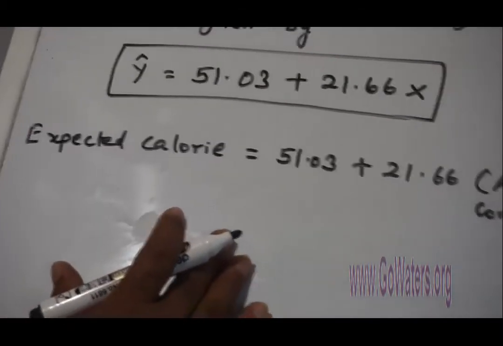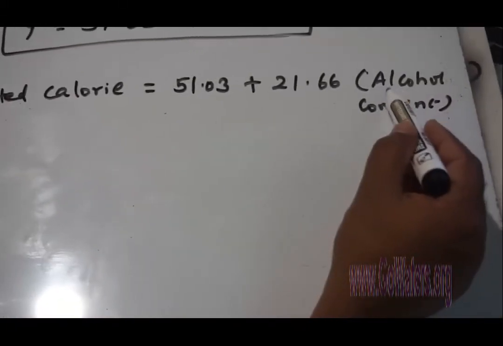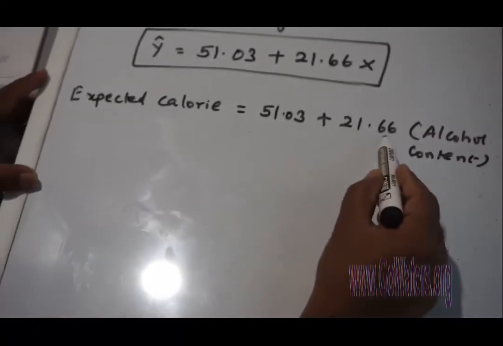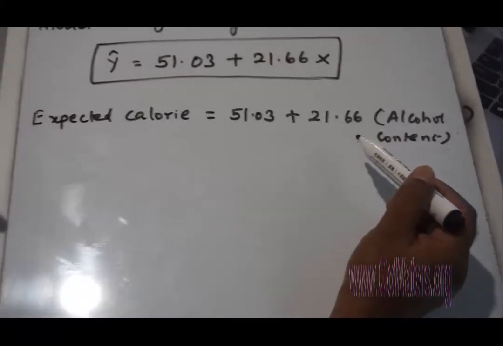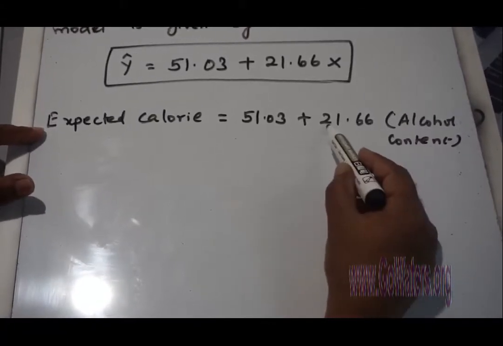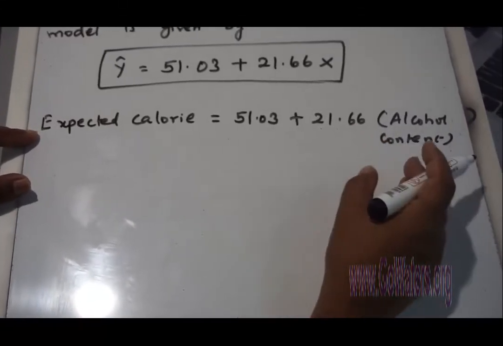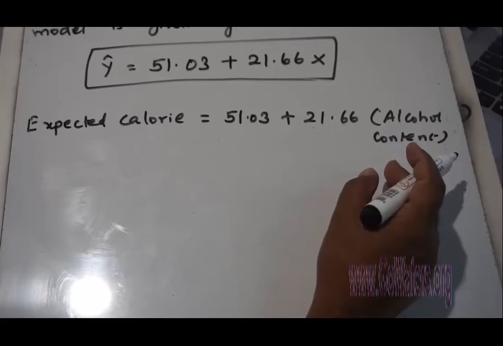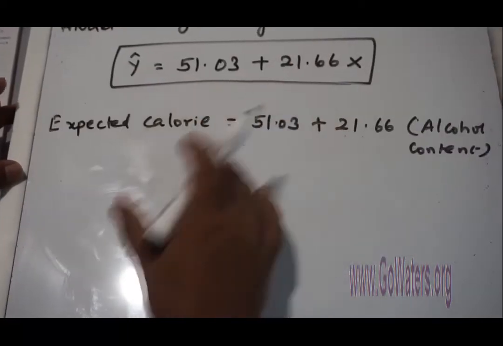So what does it mean? When you increase 1% in the alcohol content, the expected calorie will be increased by 21.7. So that is the meaning of this. So when you increase the alcohol content in the beer bottle by 1%, the expected calorie will increase by 21.7. And if it is a non-alcoholic beverage, let's say the alcohol is 0%, still the expected calorie is 51.03. Okay, so that's how you need to interpret the values.